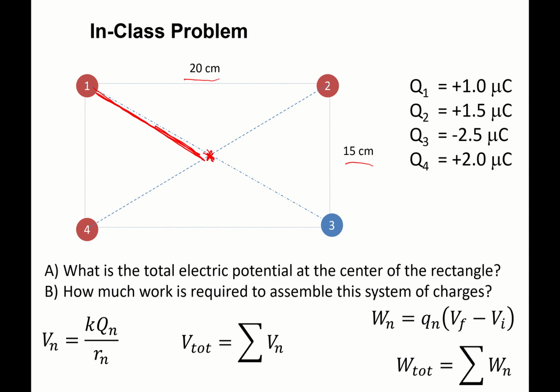Okay, what might be easiest for you to do is to calculate the distance of the complete diagonal and just divide it by 2. That's probably what I would do. And then for part B, you need to calculate how much work is required to assemble the system of charges. So if I start bringing in all these charges from infinity, how much work does it take to bring in charge 1, charge 2, charge 3, charge 4? Add them all up together to get you the total work to assemble the system of charges.